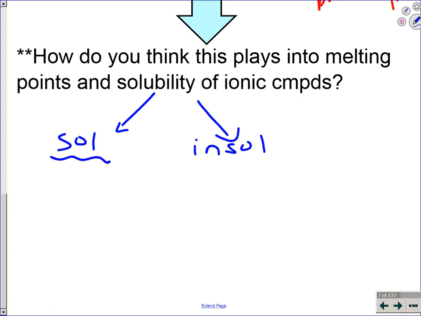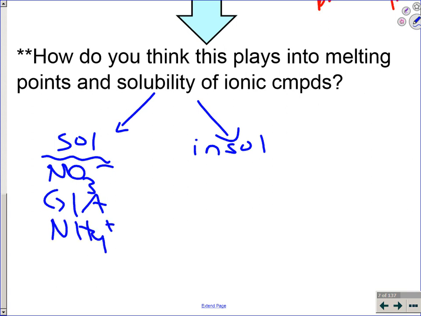What types of things are always soluble? Nitrates. What else? Group 1A? Nope. There's only one more. Ammonium in this case, but okay. So, did you say that? I didn't hear you.